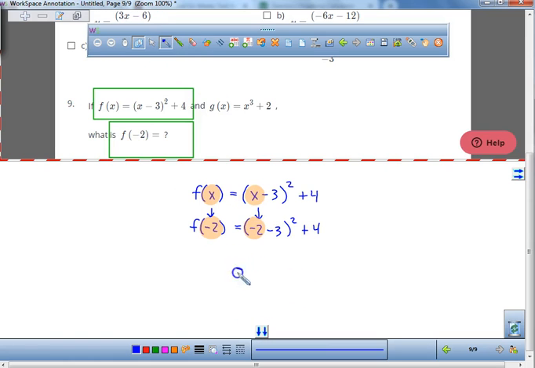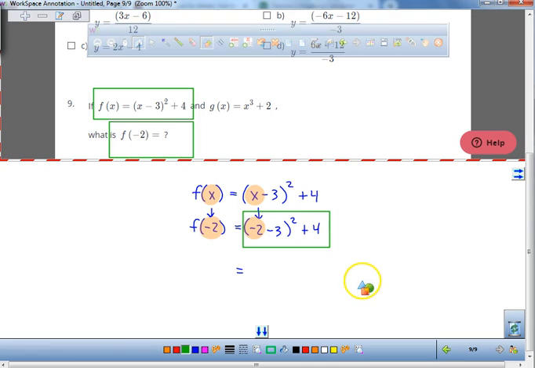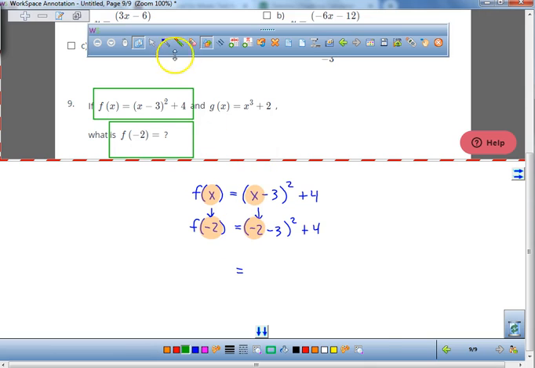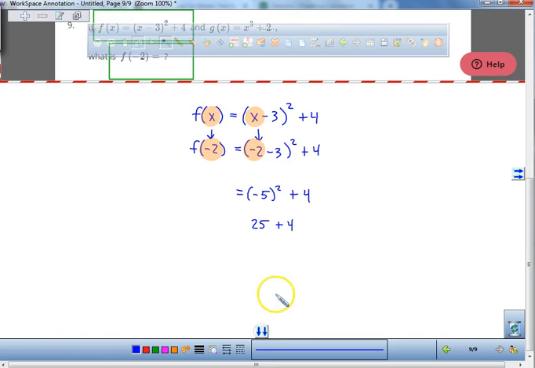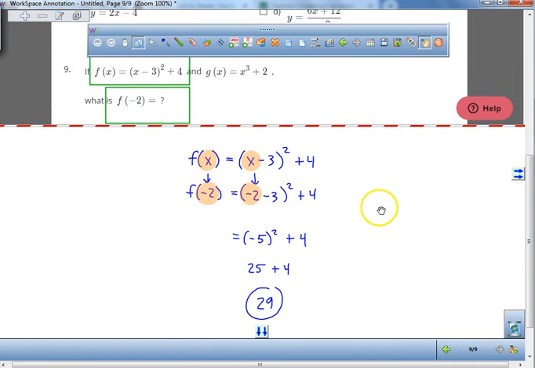Now, if you have a calculator, you could plug that in exactly as it appears, press enter, and you will get the right answer. But do parentheses matter when you do it? Yes, you better. So here we go. Negative 2 minus 3 is negative 5. A negative times a negative is a positive. So negative 5 times negative 5 is 25, and 25 plus 4 is 29. So the answer to this question, what did you have to type in? You had to type in 29, and that would have been the correct answer.